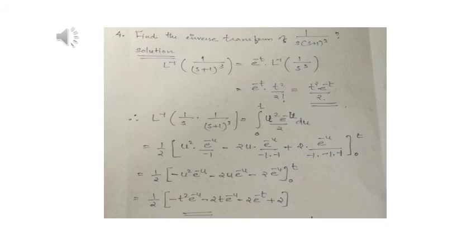So L inverse of 1 by s plus 1 the whole cube is equal to, how we can write this is e raised to minus t into L inverse of 1 by s raised to 3 using the shifting property. So that is L inverse of 1 by s raised to 3 is t square by 2 factorial. So the answer is t square e raised to minus t by 2 factorial. Now the Laplace inverse of 1 by s into 1 by s plus 1 the whole cube is integral 0 to t f of u du.